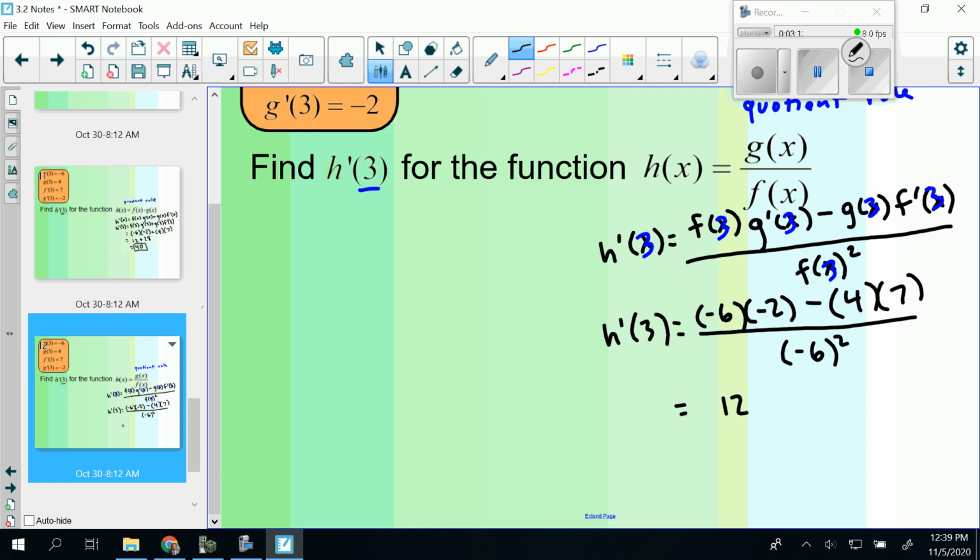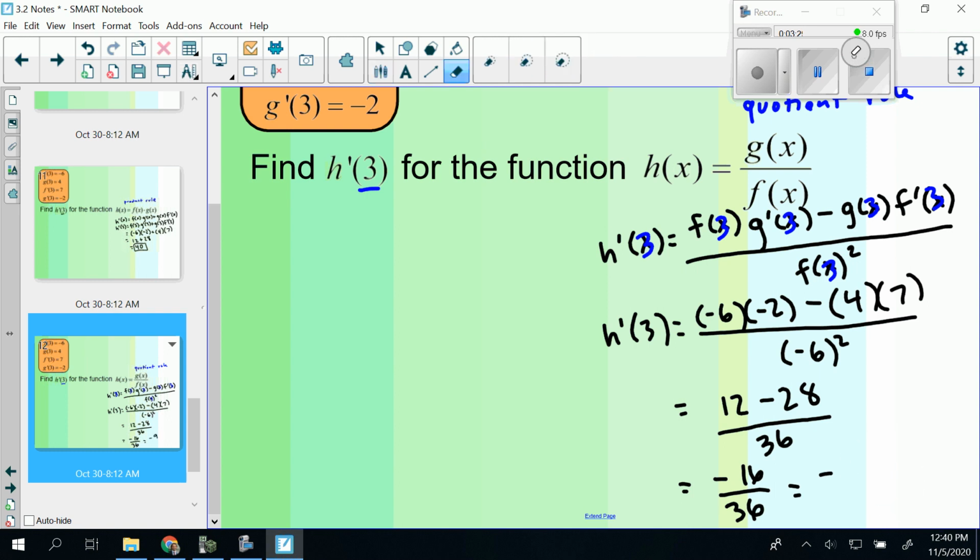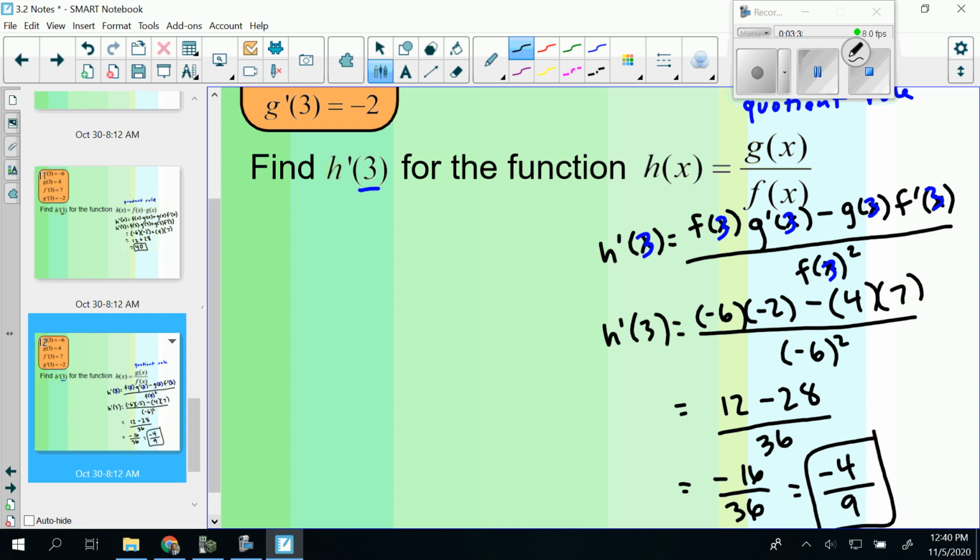Multiply those two negatives, you get a positive, -28. -6 times -6, or -6 squared, is 36. Subtracting that, we get -16 over 36. And simplify the fraction. Oop, we get -4 over 9. That would be the slope for this one at that point. So these table or graph problems, apply whatever rule you need to, find out the information to sub in, and then you can get to the answer.